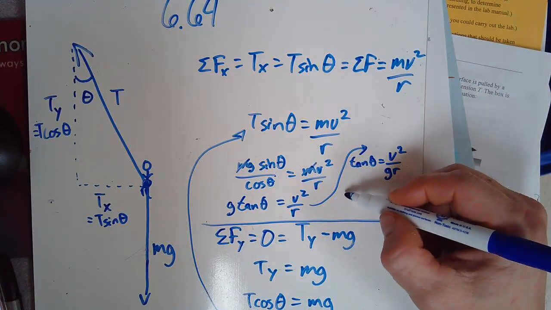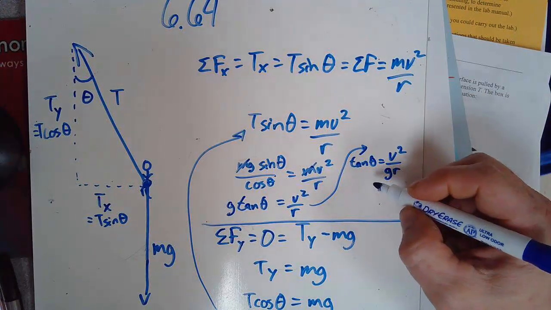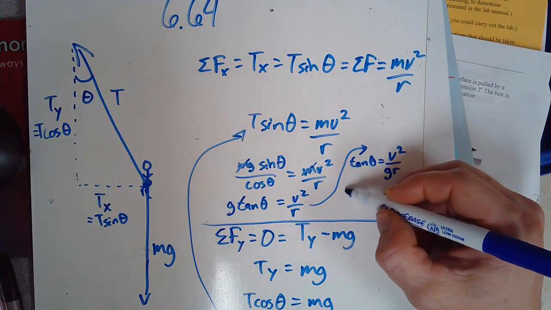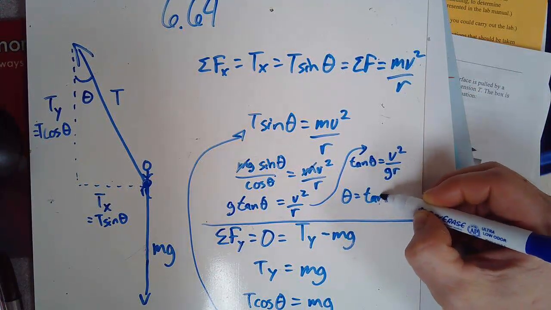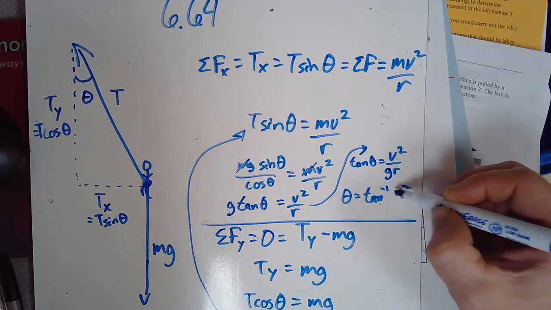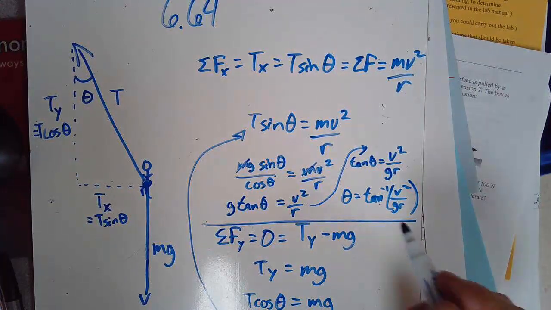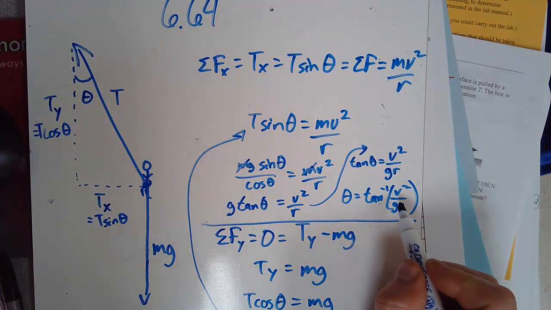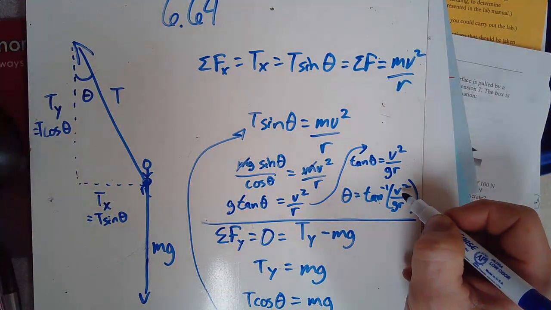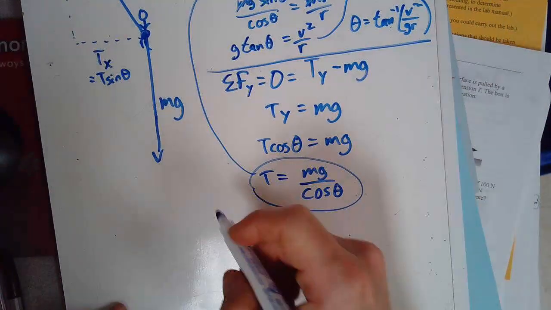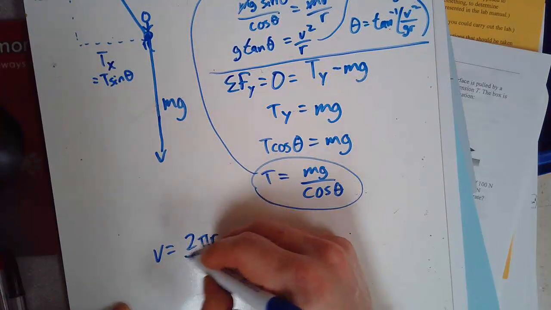Then I'm going to take the arctan, or the inverse tangent. Make sure your calculator is in degree mode when you do your calculation, and that'll give me theta. So theta equals inverse tangent of v squared over gr. Now, just an aside, this is the equation you're going to need to get the angle. To get the speed, to get v, just remember that v equals 2 pi r divided by T.